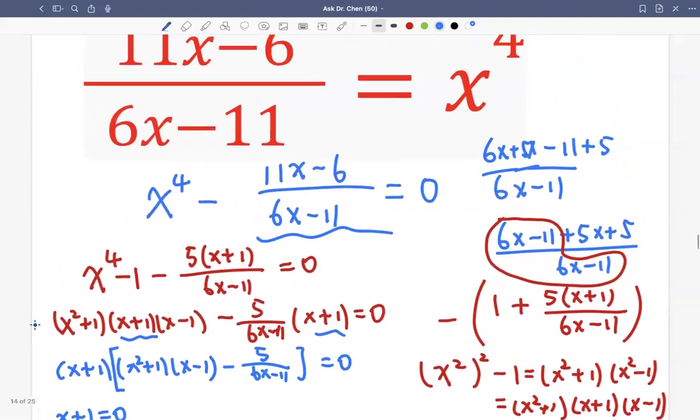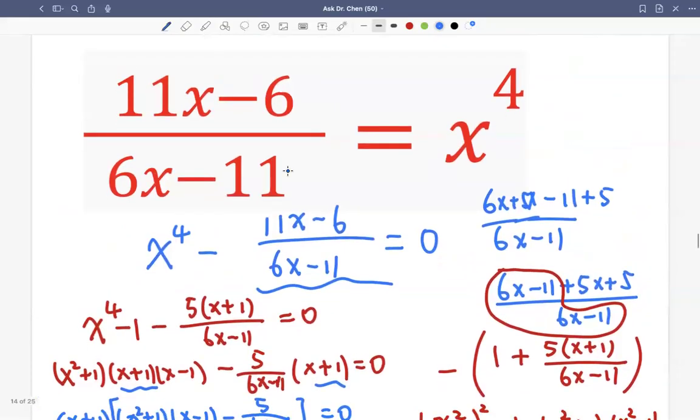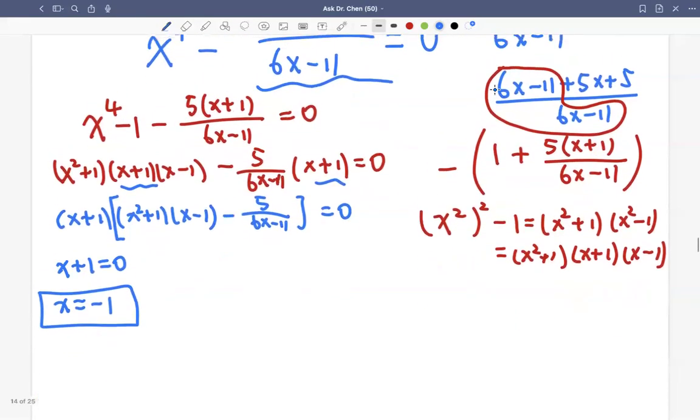We can plug in to check. With x equals negative 1, we get negative 11 minus 6, that's negative 17. Negative 1 times 6 is negative 6, minus 11, negative 17. Negative 17 divided by itself is positive 1. On the right-hand side, negative 1 raised to 4, an even power, is positive 1. So negative 1 is one solution.